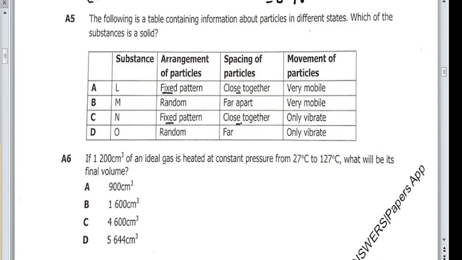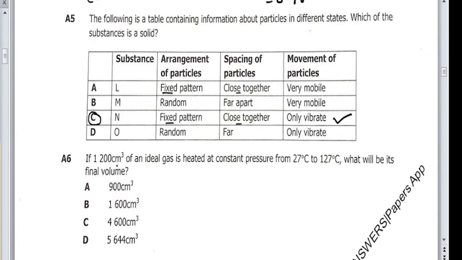They are close together. Then the movement of the particles in a solid, they only vibrate. They are not able to move. They are not mobile, but they vibrate. So the correct answer here is C. We go to question 6.